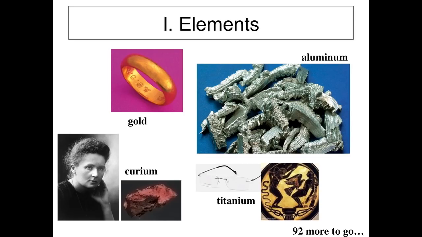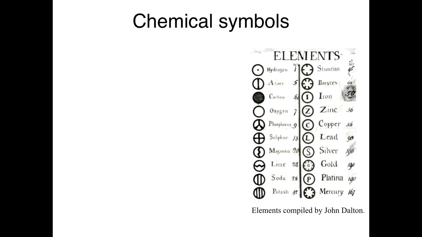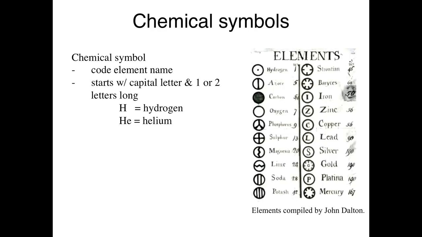And because there are so many elements and we want to be more succinct when we write them, we have come up with a way to shorthand them in what we call the chemical symbols. So basically it is a code name for each of the elements. It starts with a capital letter and either is one or two letters long. So for example, hydrogen is symbolized by the letter H, and helium, since helium also starts with H, we must find another letter, so they decided to pick H and lowercase e to stand for helium.